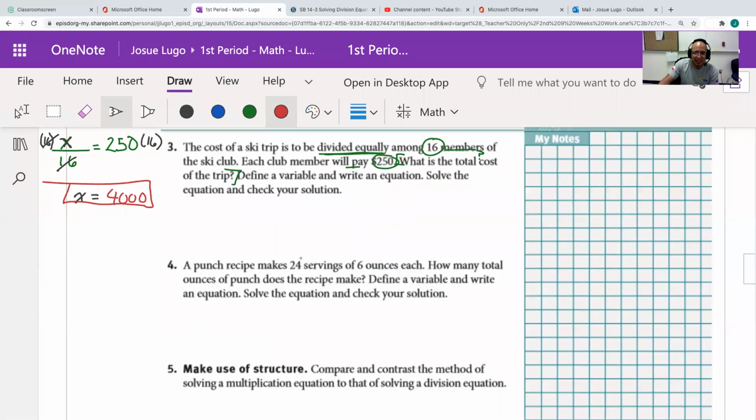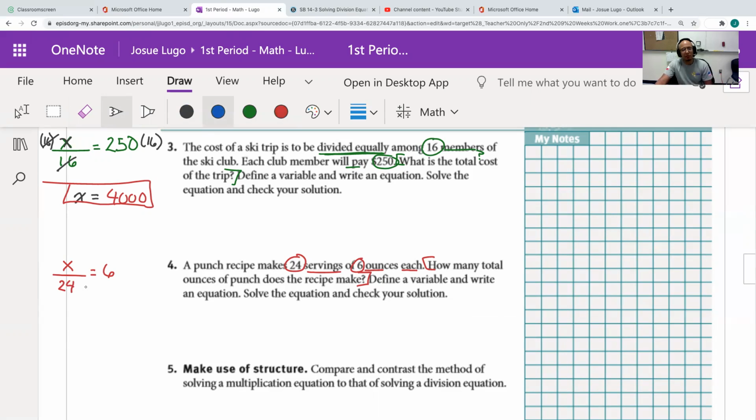A punch recipe makes 24 servings of 6 ounces each. How many total ounces of punch does the recipe make? So we don't know the total ounces. That's going to be my variable. But we know that if we divide it by the number of servings, well, sorry, the number of servings is 24. If I divide it by the number of servings, it's going to tell me the number of ounces per serving.